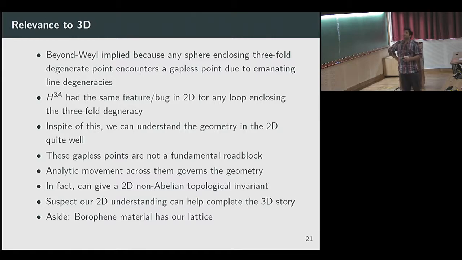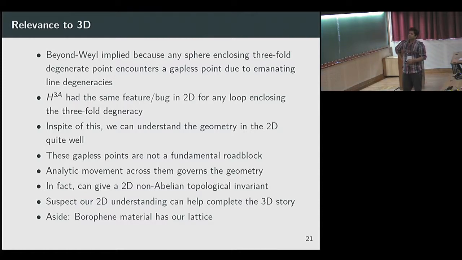In our toy model, we also had the same feature, or bug, for any loop enclosing the threefold degeneracy. But in spite of this, in this toy model we can understand the geometry quite well, and I believe that is the main utility of this. Another general message is that these gapless points are not a roadblock to understanding the geometry of wave functions. Rather, analytic movement across them governs the geometry of the wave function space, and they become crucial in this particular example where you have line degeneracies always present.